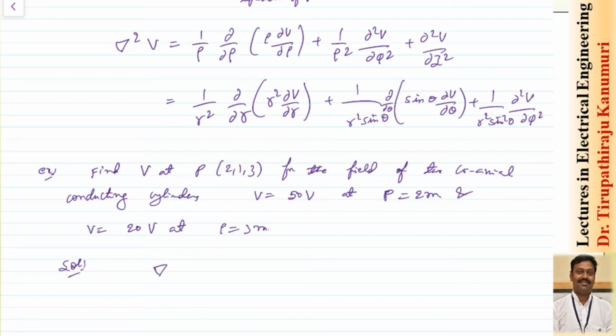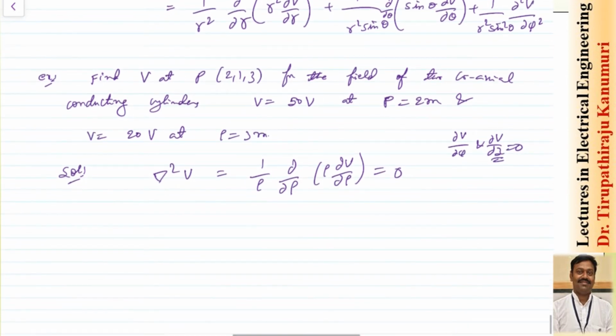We can apply del square of V, because the potential varies only in the radial direction. So I can write that del square of V will be 1 by rho into dou by dou rho of rho into dou V by dou rho. The remaining components will be equal to 0, so we are not considering them, because the potential is varying only with respect to rho. So dou V by dou phi and dou V by dou z will be equal to 0. It is mentioned there that rho is the variable.